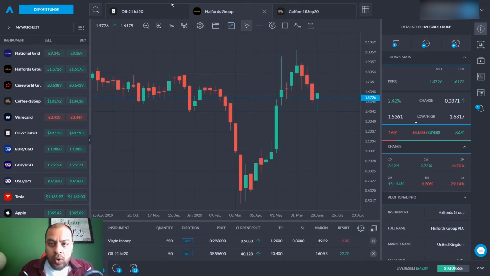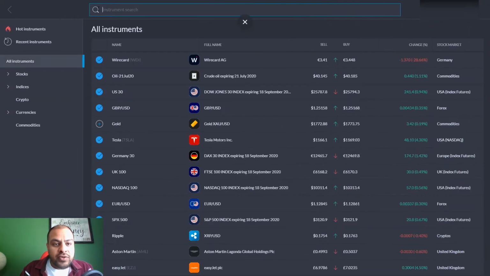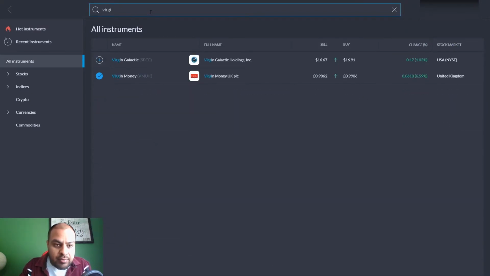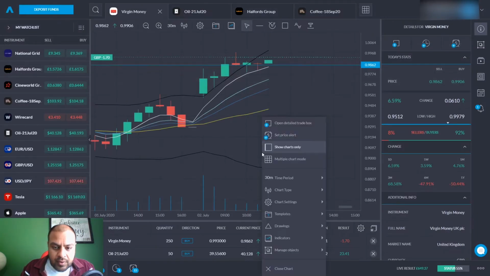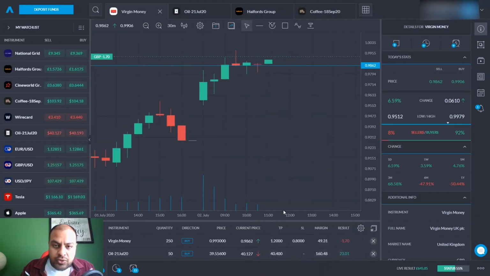Okay, once you've got the web application open, again, the mobile application has all the same features. It's just in a slightly different format. You search for the instrument that you're looking for, so the company or the commodity. For example, if I am looking for Virgin Money, I actually did invest in it earlier. You open up the chart. I'm just going to remove all those drawings. Okay, this is what I'll give you.